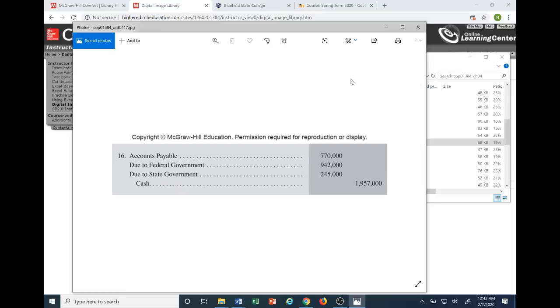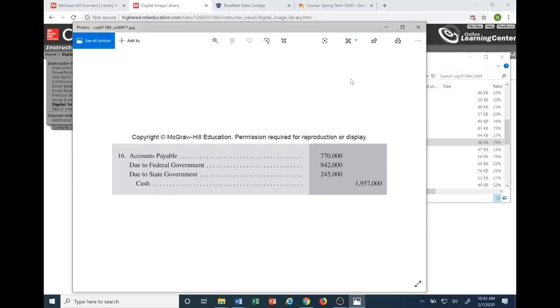Okay, payment on account and other items. So it says payment is made on $770,000 of the outstanding accounts payable, and the amounts due to the state and federal governments are paid in full. Okay, so now with the examples we just went through, due to the federal and state governments, we pay those in full. So obviously it says payment of $770,000 is made.